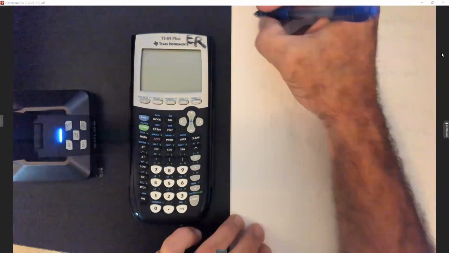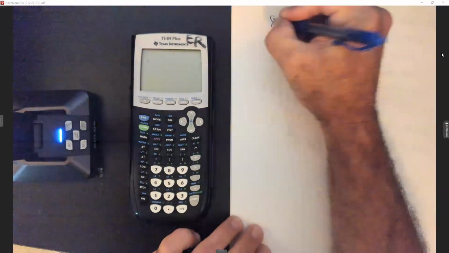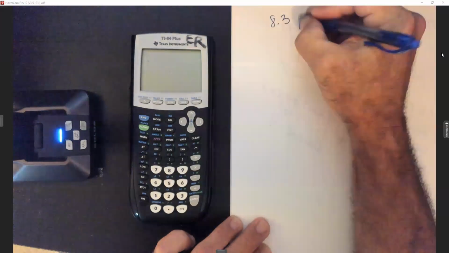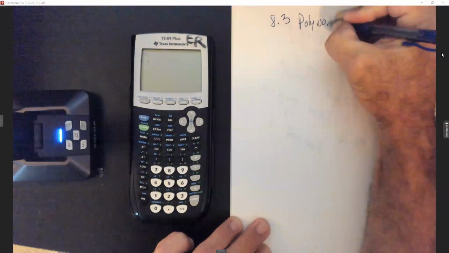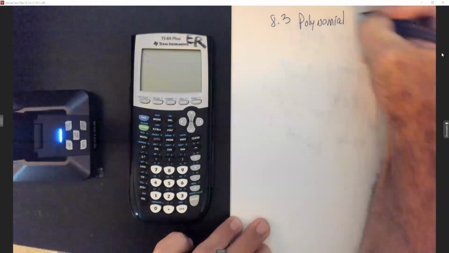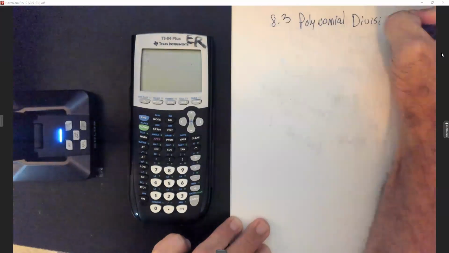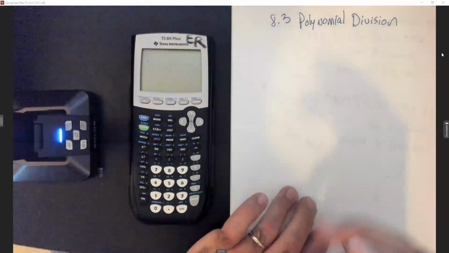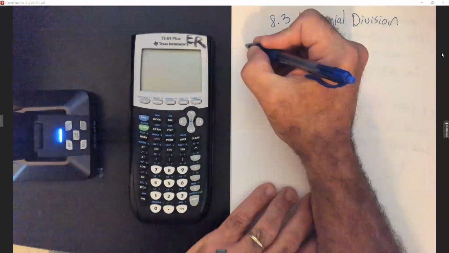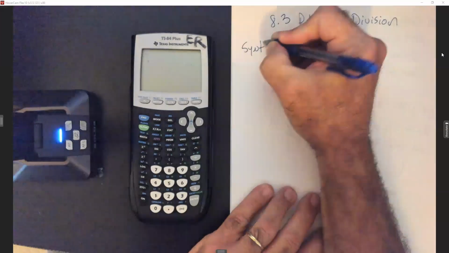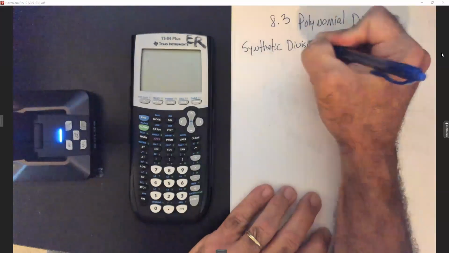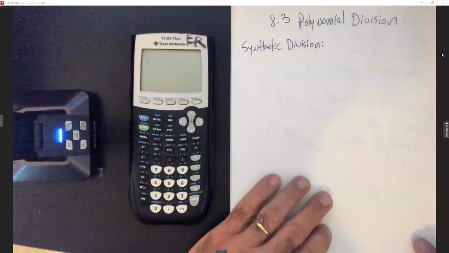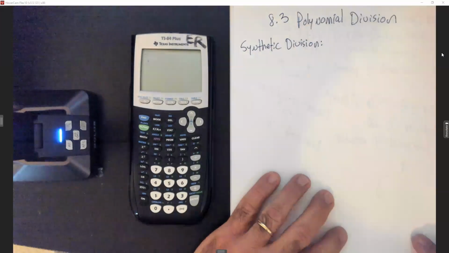All righty, y'all. So 8.3 is polynomial division. Now, we're only worried about one type of division we're going to use. We're going to be using what we call synthetic division. So we use this instead of long division, okay?